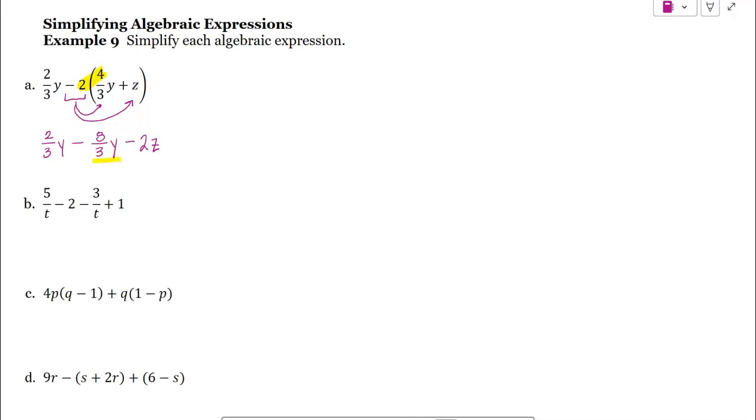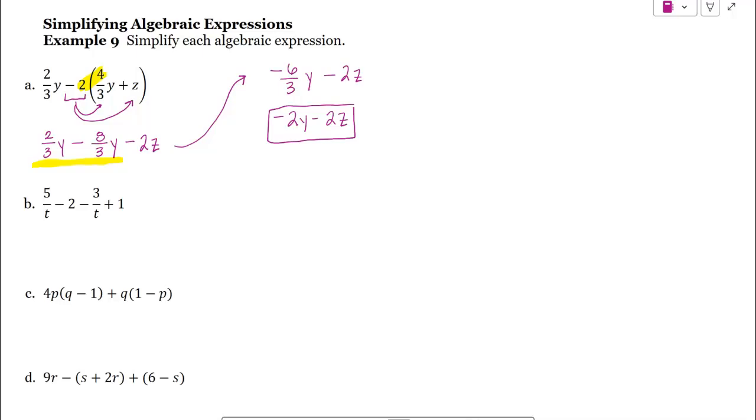I'm going to combine together these two terms that have a y. Luckily, the denominators are the same for both fractions, so what I'm doing is going to add the numerators, or in this case, subtract the numerators together. So I've got 2/3 minus 8/3, which is a -6/3 y minus 2z. -6 divided by 3 is -2, and so my final answer is -2y minus 2z.